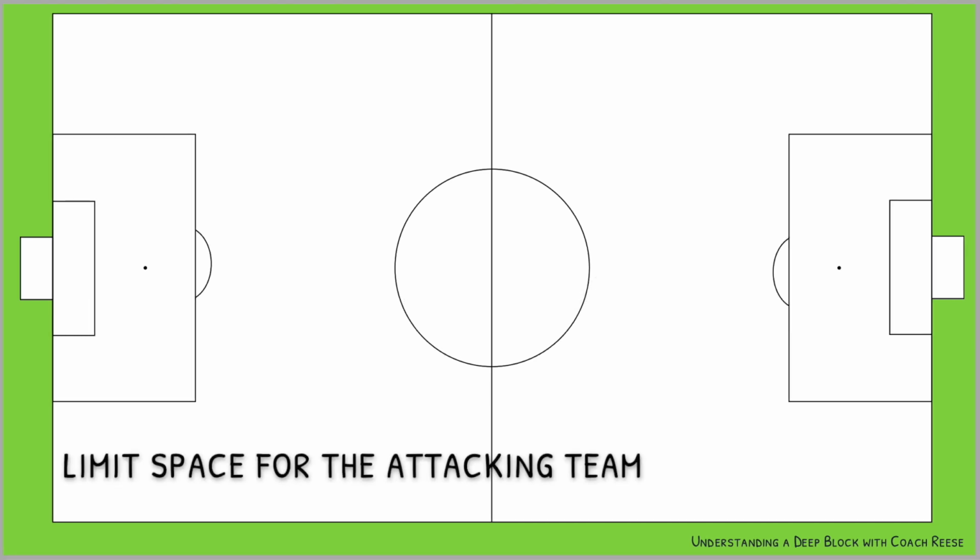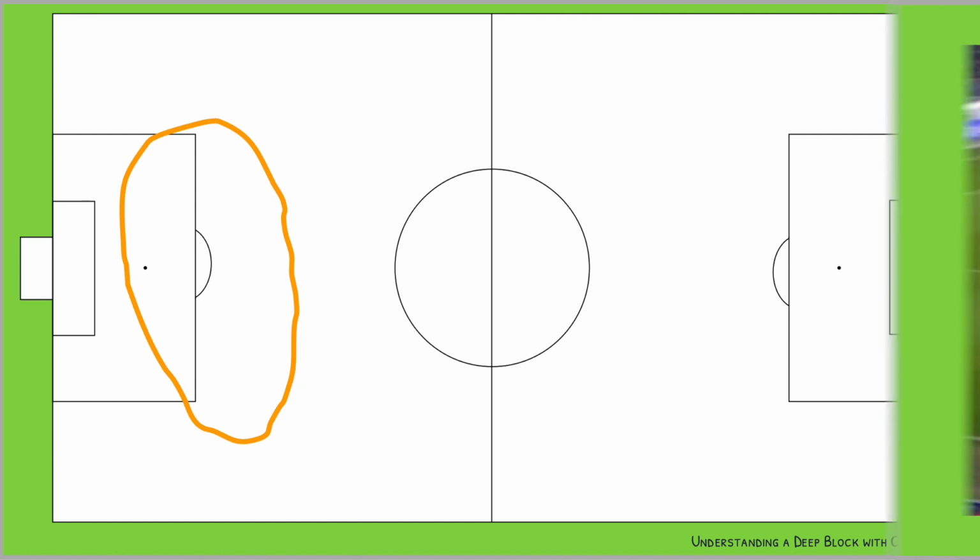So why might a team use a deep block? A deep block is designed to limit space for the attacking team. The space we're trying to limit is space where most goals are scored from. This space is just inside the box and just outside of it. So let's take a look at an example.